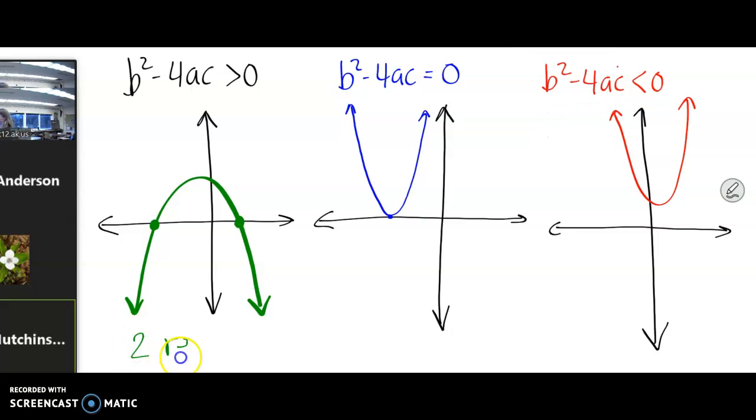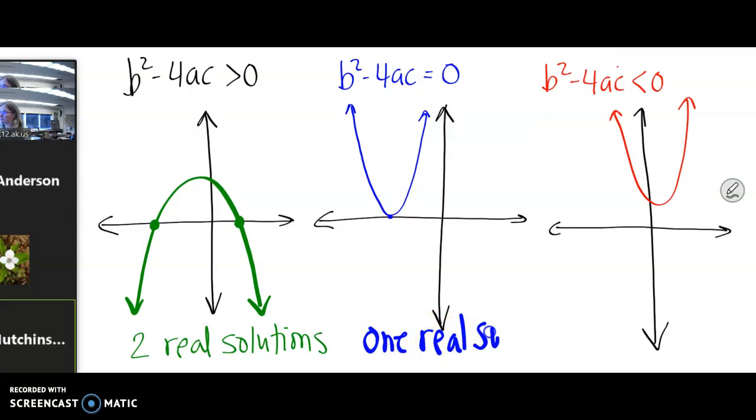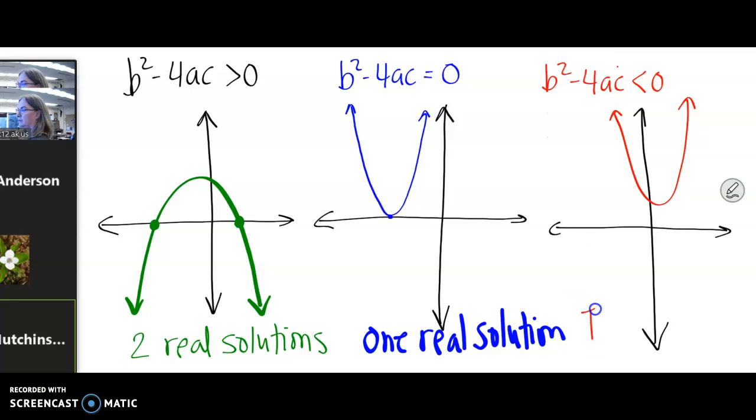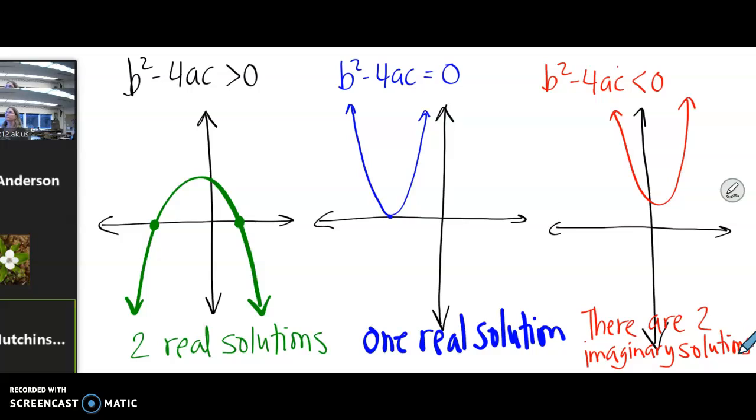Alright, so this is 2 real solutions. This middle graph is 1 real solution. And then the last one is when it's negative, there are 2 imaginary solutions. It means there would be a negative underneath the square root, which is going to cause it to be imaginary. Okay, that's it.